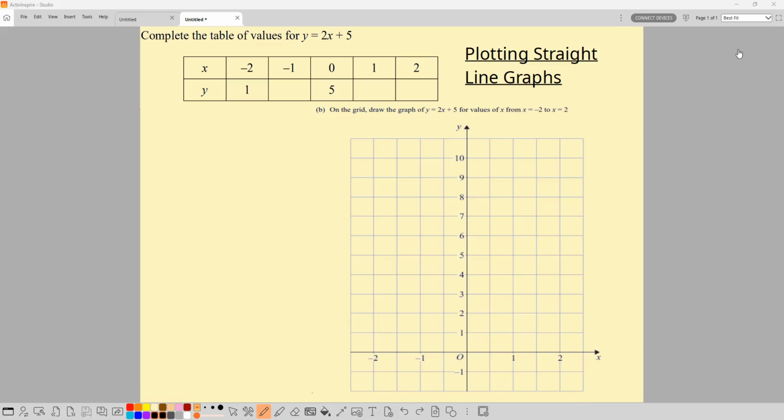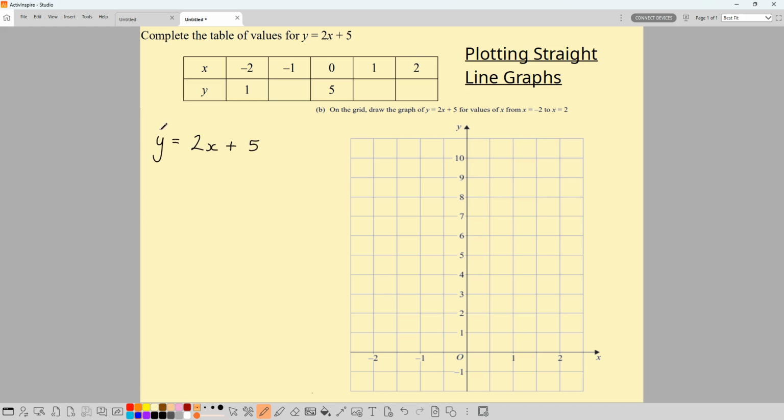Plotting straight line graphs, a question that often comes up on the Edexcel and AQA foundation papers. How do we do it? So y equals 2x plus 5. This is our equation and our instructions that we're going to use to generate the coordinates.